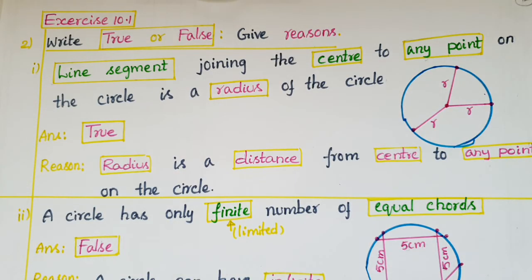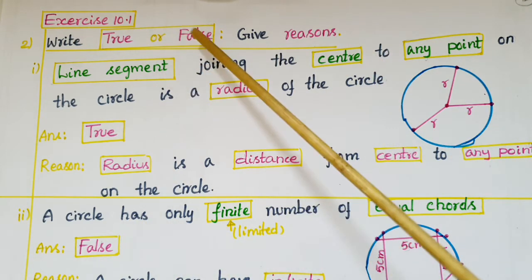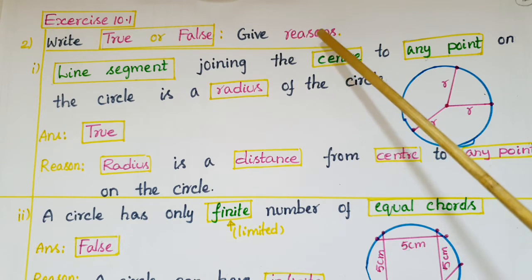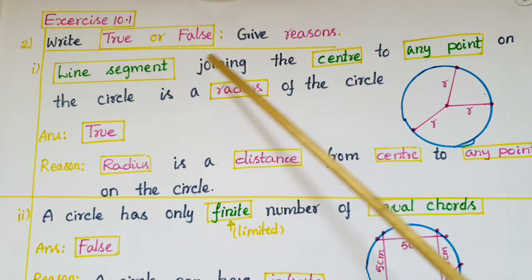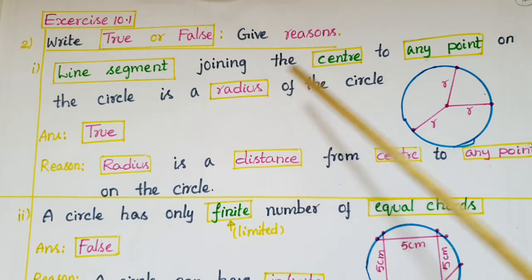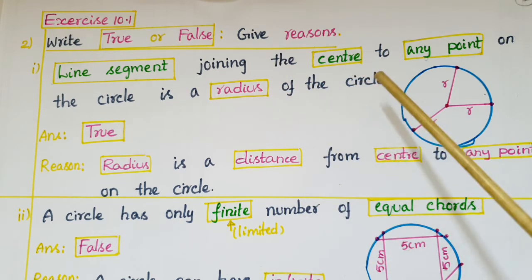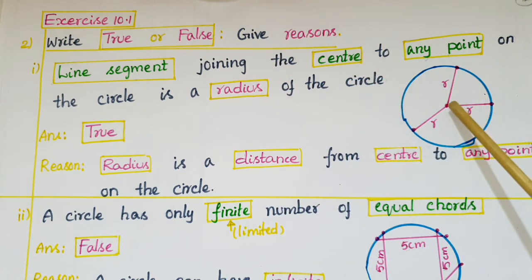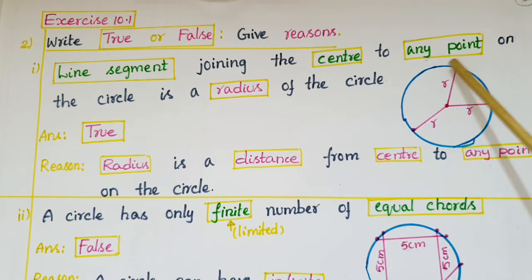Now I am going to tell the solutions of the second problem. Here some statements are given and we have to write true or false and give the reasons for that. The first one is: a line segment joining the center to any point on the circle is a radius of the circle. Yes, we know that the segment from the center to any point on the circle is called the radius. So that is true. Radius is the distance from the center to any point on the circle. This is the reason for this.